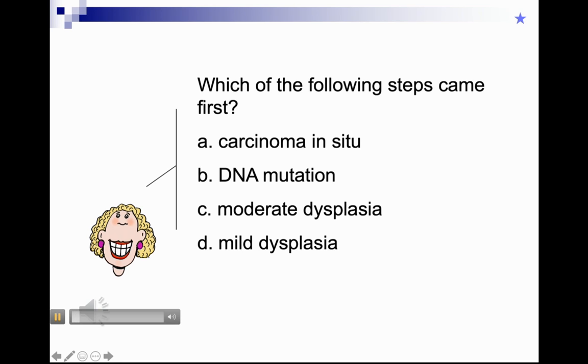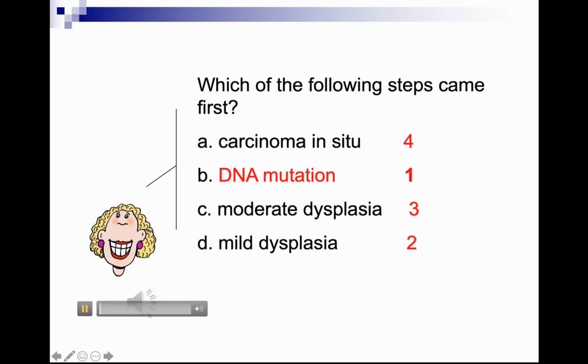Another way of asking the same question is to put it in multiple choice format. Which of the following steps came first? Put the steps in order and pick the one that came first. When you put the steps in order, DNA mutation is first. What causes cancer? DNA mutation. Something can trigger that mutation, but DNA mutation is what causes cancer.